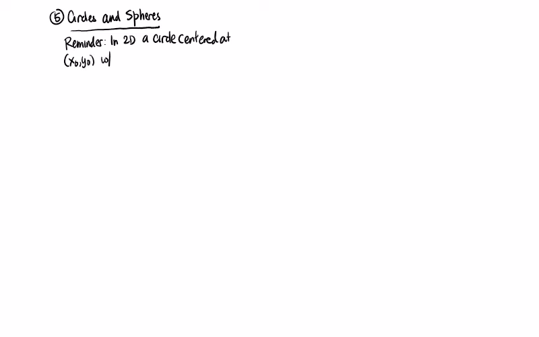So we'll say, let's say circles and spheres. We also need to look at disks and closed balls, but we're going to put that as we go. Let's look at circles and spheres. So, just a reminder. So in 2D, a circle centered, oops, let me spell that right, at x0, y0 with radius capital R.